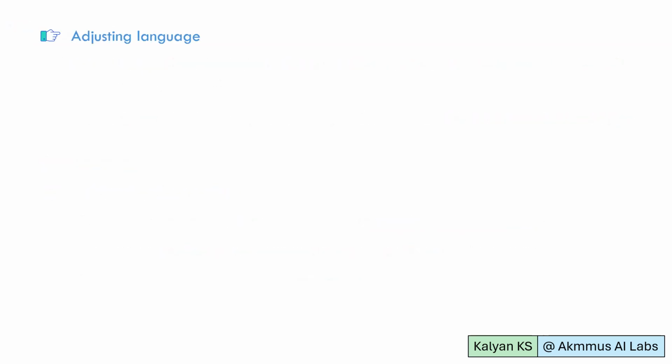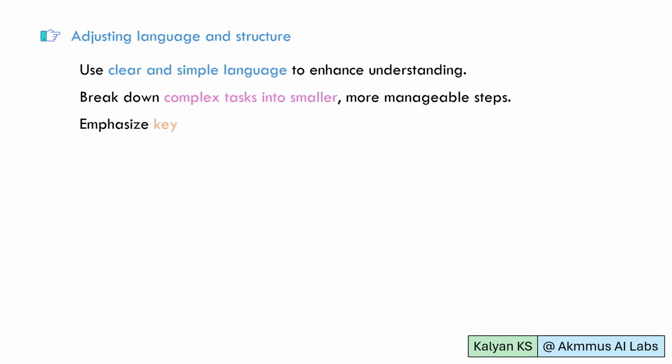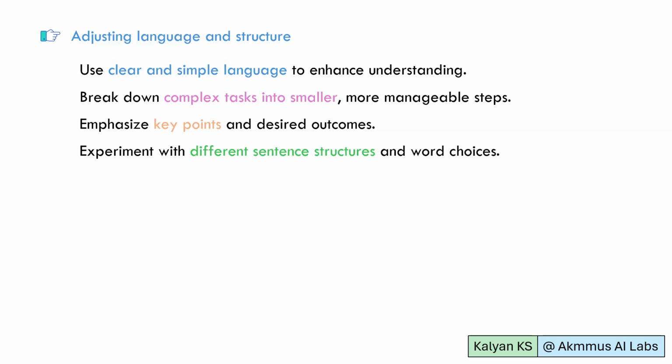The second strategy is adjusting language and structure. Use clear and simple language to enhance understanding. Break down complex tasks into smaller, more manageable steps. Emphasize key points and desired outcomes. Experiment with different sentence structures and word choices.